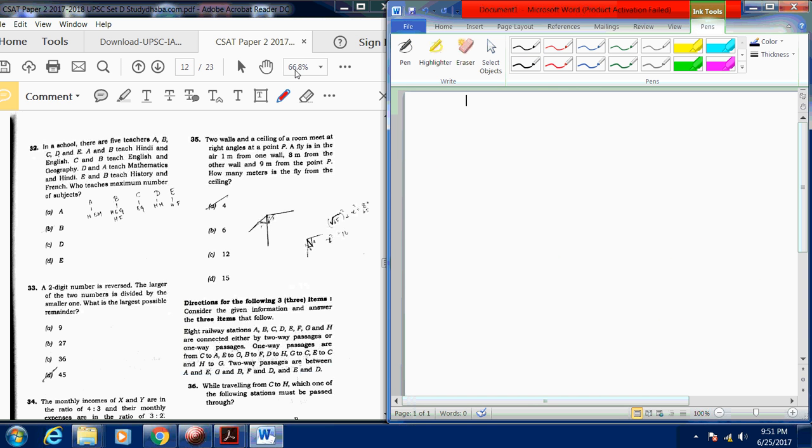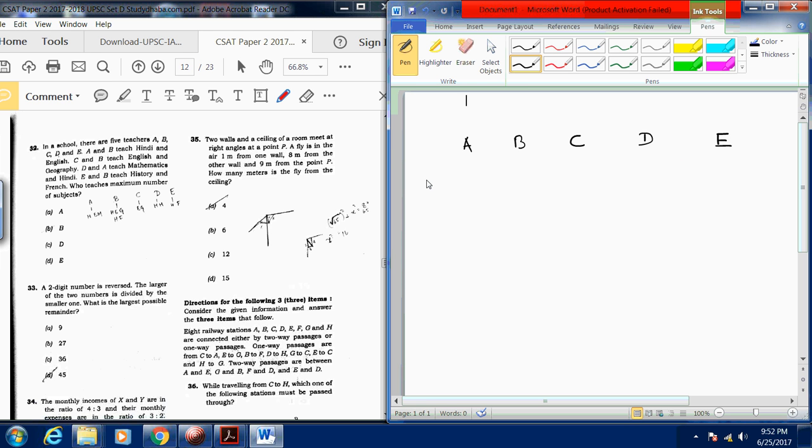So moving on, question number 32. In a school there are 5 teachers, A, B, C, D, E. A and B teach Hindi and English, C and B teach English and Geography, D and A teach Mathematics and Hindi, E and B teach History and French. Who teaches the maximum number of subjects? This one is a simple one. So you have A, B, C, D, E.